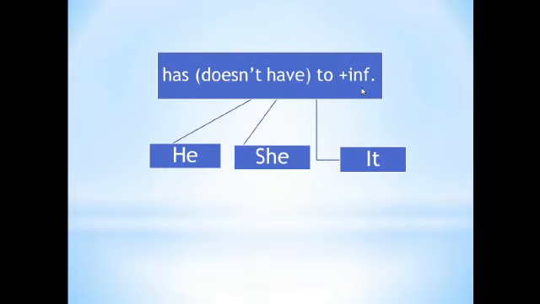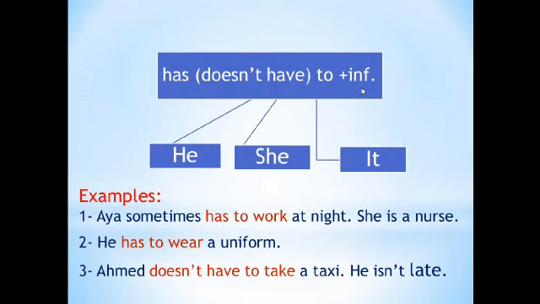And we use has to or doesn't have to plus infinitive with subjects he, she, it. For example, we can say Aya sometimes has to work at night. She is a nurse. He has to wear a uniform. Ahmed doesn't have to take a taxi. He isn't late. As we said before, has to, like have to, is followed by infinitive. Yes, has to work, has to wear, doesn't have to take.